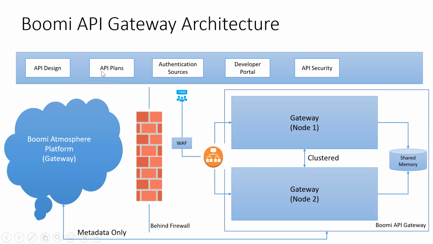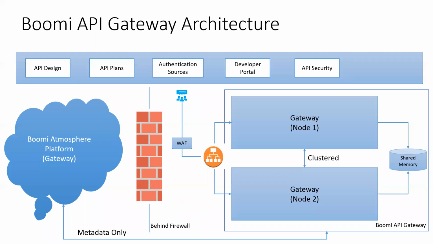The gateway will ensure all the authentication. It will authorize and ensure that the request is according to API plans. If everything goes fine, then the request will move to the local Atom or any other Atoms, Boomi Atoms basically. Another thing: only the metadata will be moved from your corporate data center to the Boomi AtomSphere platform in a secure way. So that is the high level architecture of API management.